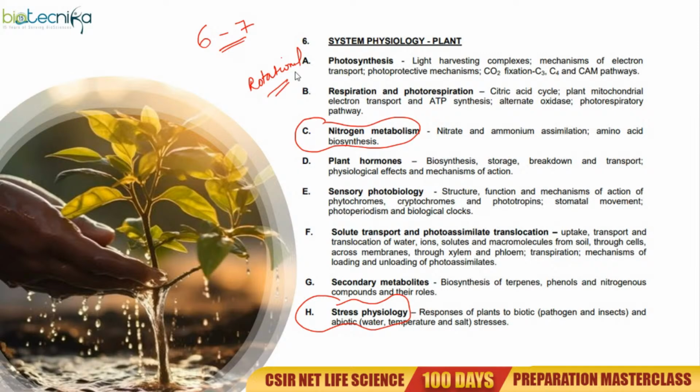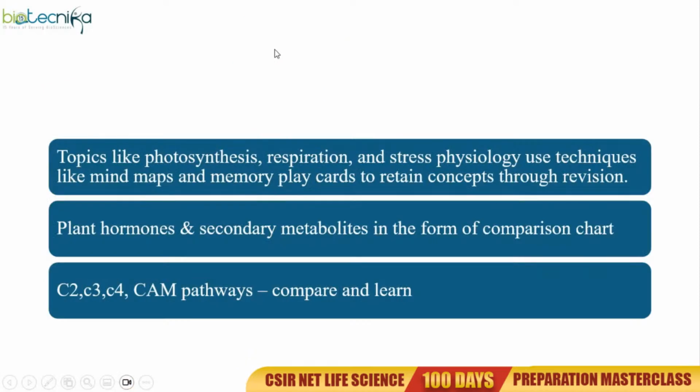And how exactly are you going to prepare this particular unit? Well, when it comes to photosynthesis, respiration, and the stress physiology part, you can go for mind maps. You can also go for memory flash cards to retain the concepts through revision. And when it comes to plant hormones and secondary metabolites, you can always go for a comparison of different hormones and different types of metabolites that are involved. Then this is again an important part, C2, C3, C4 and CAM pathways. Here also you can compare and learn.